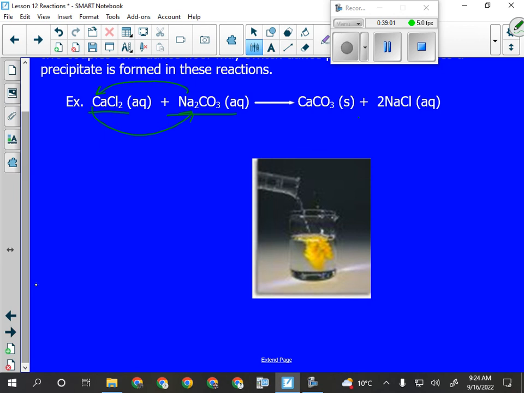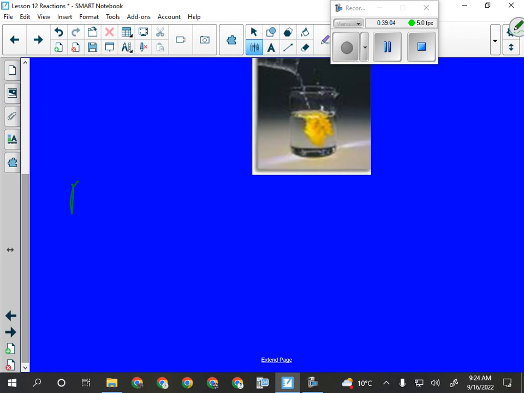Okay, let's try one here. That's a double replacement reaction. Lead 2 nitrate reacts with potassium iodide to produce lead 2 iodide and potassium nitrate. It's not balanced. What should I balance first?